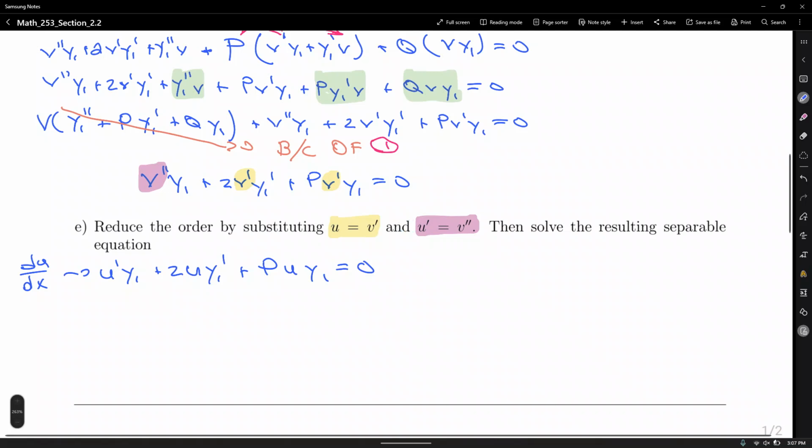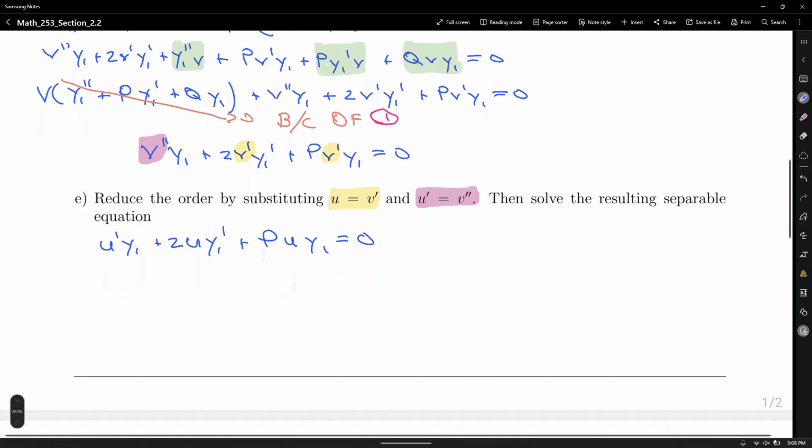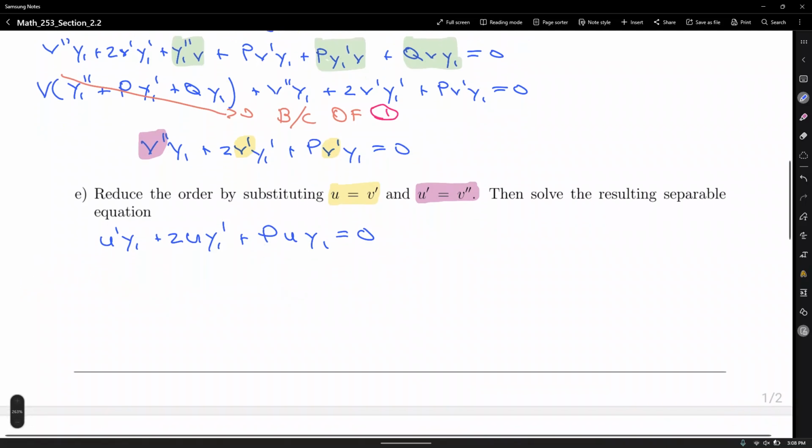So a second order differential equation becomes a first order differential equation by doing a couple of substitutions, which at the same time becomes separable equations, which will make the problem even easier to solve. Okay, so that's going to be okay.